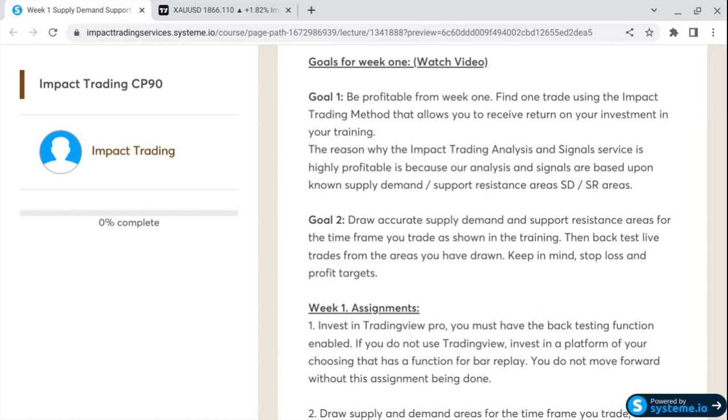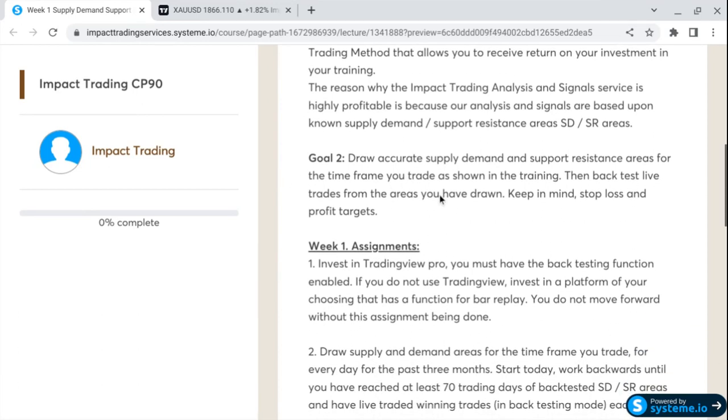Our goal for week one is also for you to draw accurate supply and demand support and resistance areas for the time frame that you're trading, as shown in this training. And then we want you to back test live the trades from the areas you have drawn. Now keep in mind stop loss areas and profit targets. So goal one, be profitable from week one. We want you to find a trade using this method. Goal two, learn how to draw accurate supply and demand support and resistance levels for every trading day.